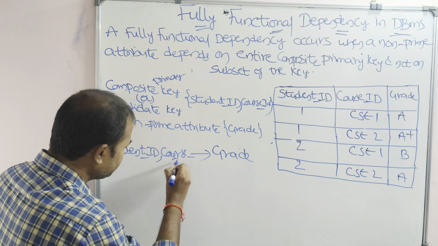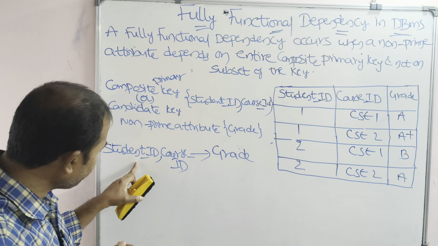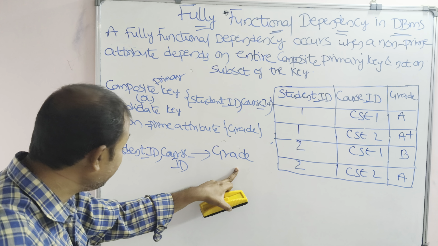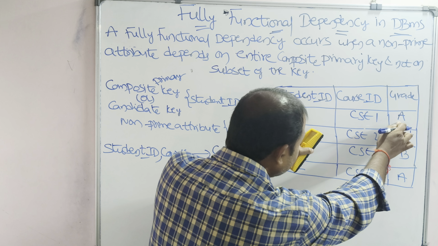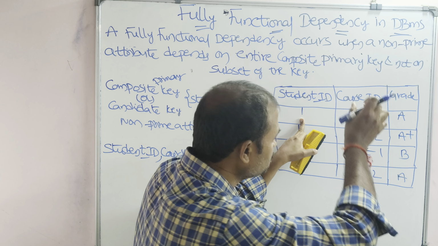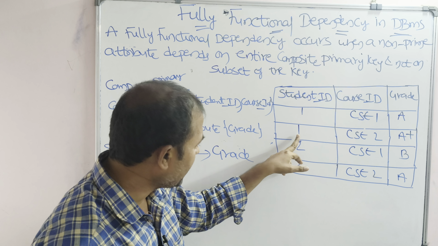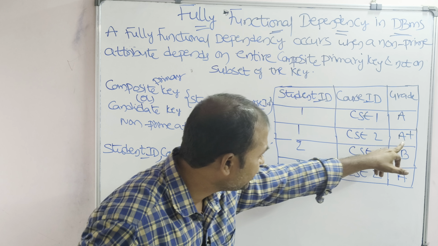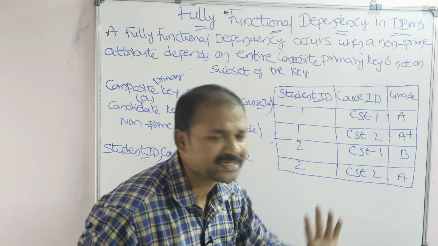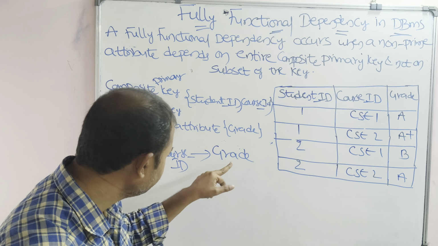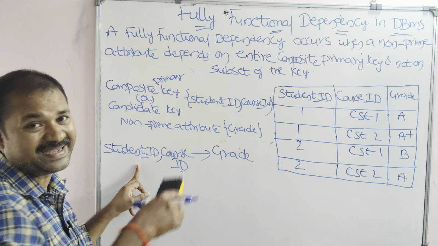So let's check whether this functional dependency is correct or not. Student ID, comma, course ID determines grade. 1, comma, CSC 1 is giving the grade as A. So in the entire table, 1 CSC 1 means A only. Likewise, 1 CSC 2 grade is A plus. So in the entire table, 1 CSC 2 means A plus only. So we can say that the non-prime attribute is depending on the entire candidate key.